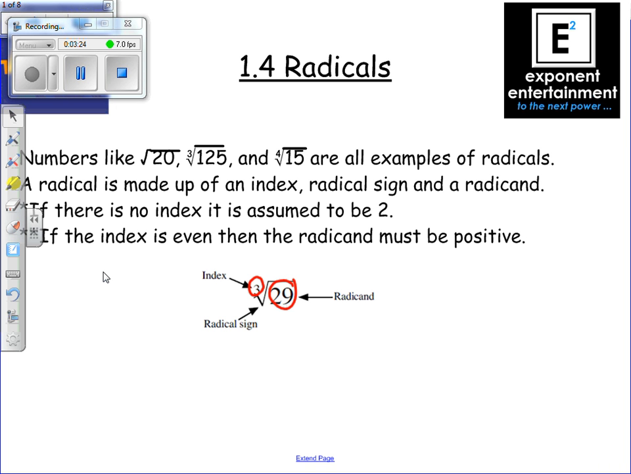It works for cube roots too, right? So look underneath. Try this one. The cube root of 27 times 8. What's 27 times 8? 216. And then what's the cube root of that?